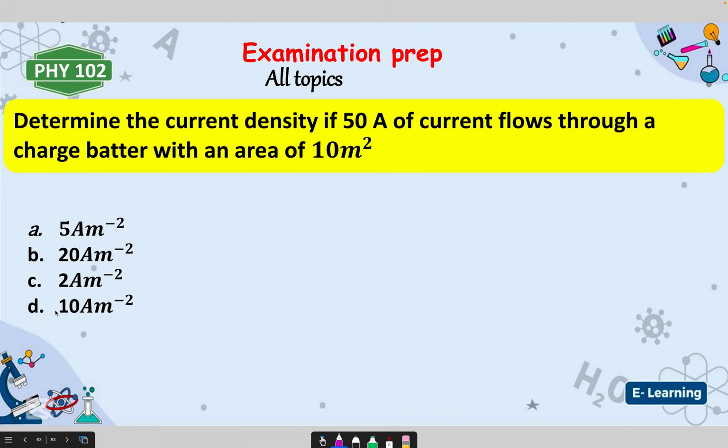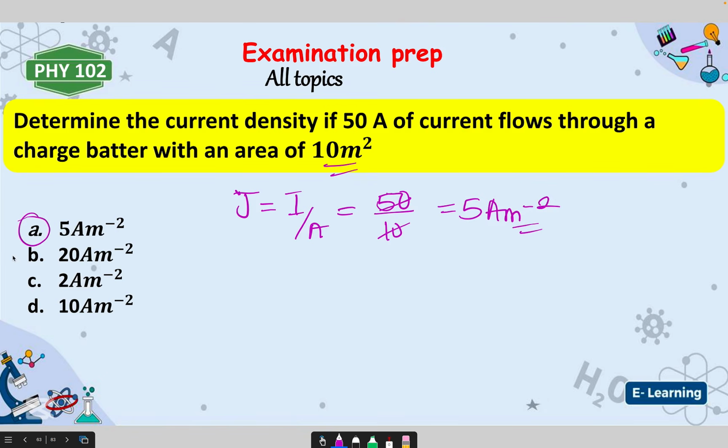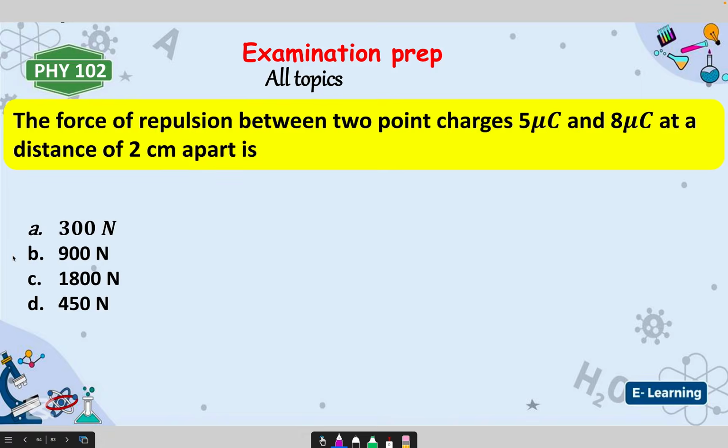Now the next one says determine the current density if 50 ampere of current flows through a battery with an area of this. I told you that current density J is I over A. So this one is a very straightforward question. I is 15 ampere. The area is what? 10. When this cancels this, the correct answer is 5 ampere per meter squared. Option A. Is that okay? Take note of that. The current density is I over A.